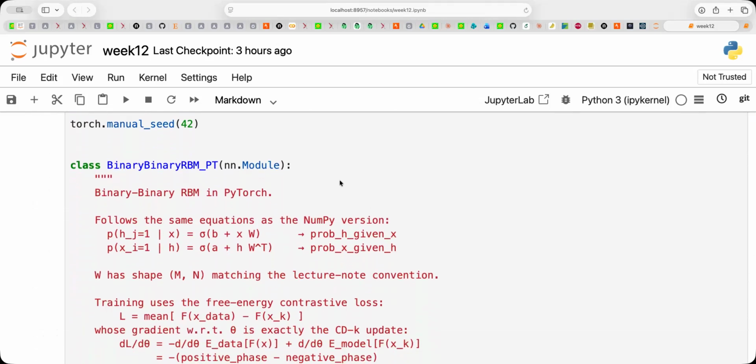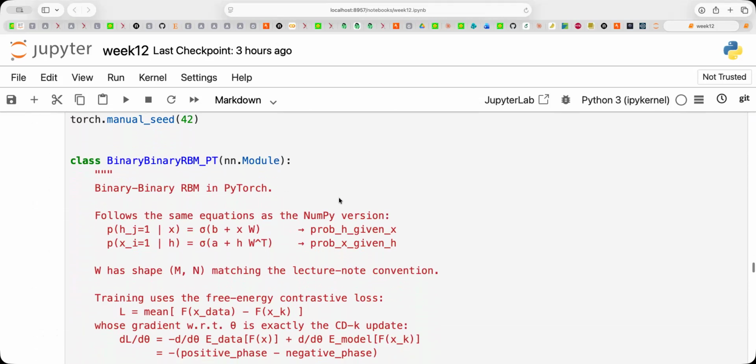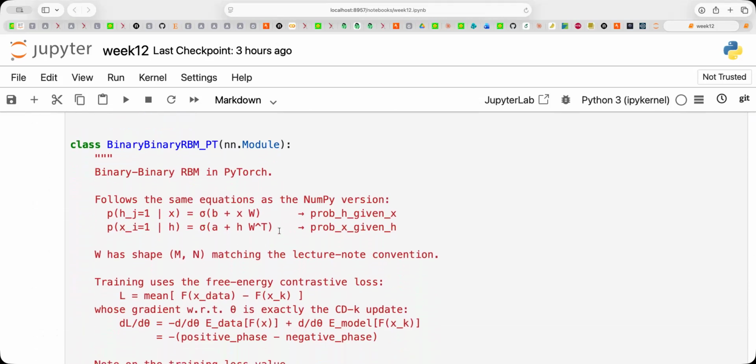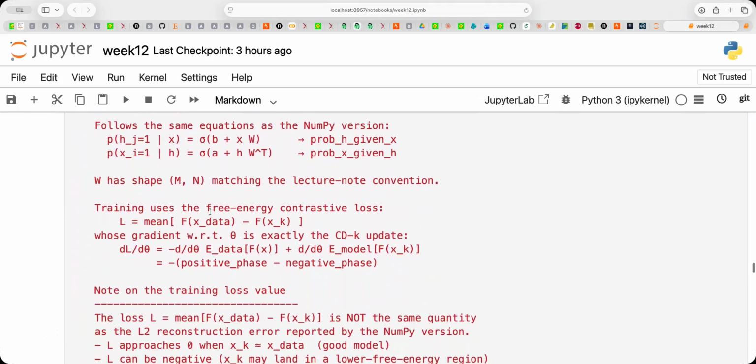And in PyTorch, I have defined a class binary with PyTorch. And it follows the same equation as we had before. But now it uses PyTorch's built-in calculation of gradients. Remember that the way I calculated the gradients before was really in the brute force way, so there is no usage of JAX and automatic derivatives, etc. That's just the simplest possible way to update the gradients.